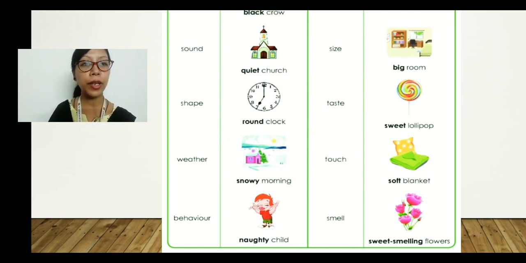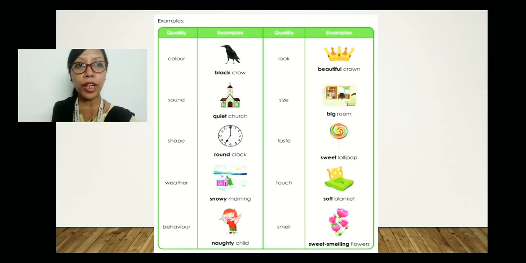Next we have the sweet smelling flowers. What are the sweet smelling flowers? So here, the sweet smelling. Until and unless we smell it, we don't know whether it is good or bad, right? So the smell is the quality here. So this is how we identify the adjective of quality.